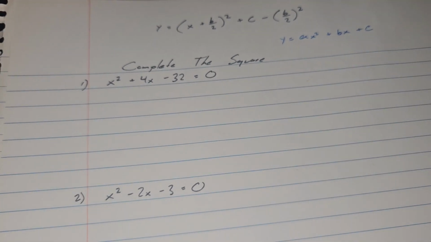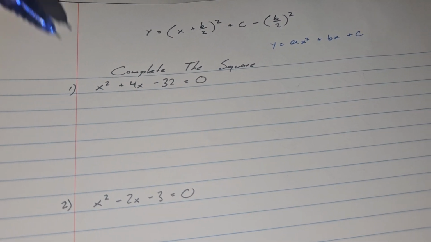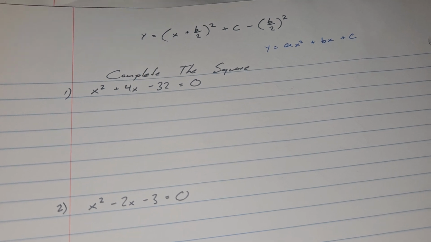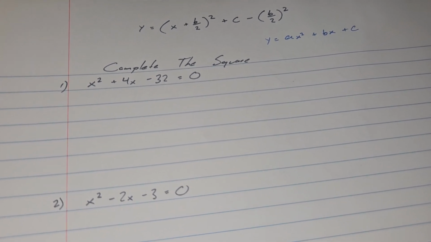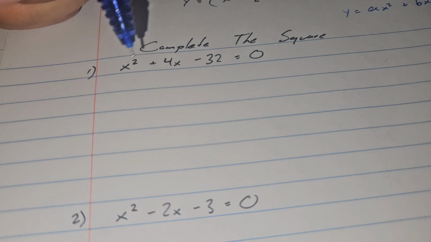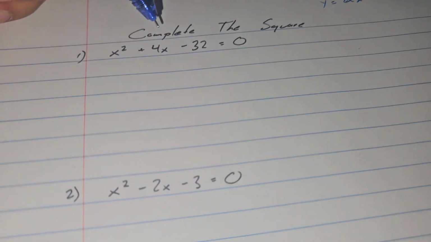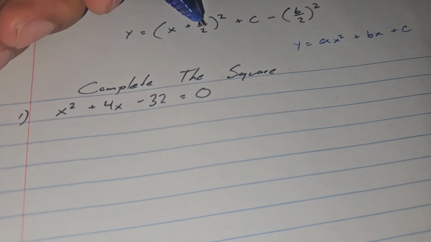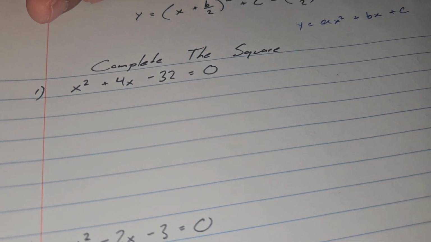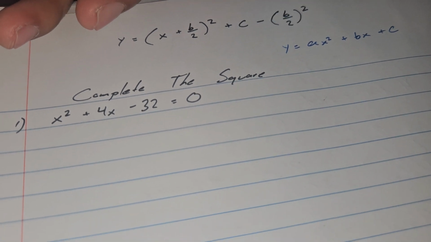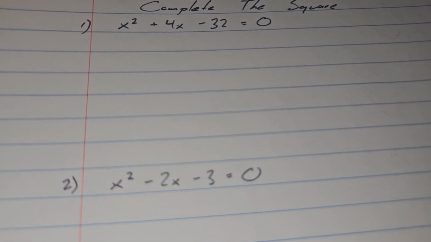So let's go on and do number 1. Number 1 states x squared plus 4x minus 32 equals 0. So we're going to have to solve for this by completing the square. I forgot to say solve, but we're going to solve. So let's go ahead and do this. Our x is going to be x, and our b is going to be 4, squared plus c. Our c is going to be negative 32 minus b divided by 2 squared. So let's go ahead and do this right now.